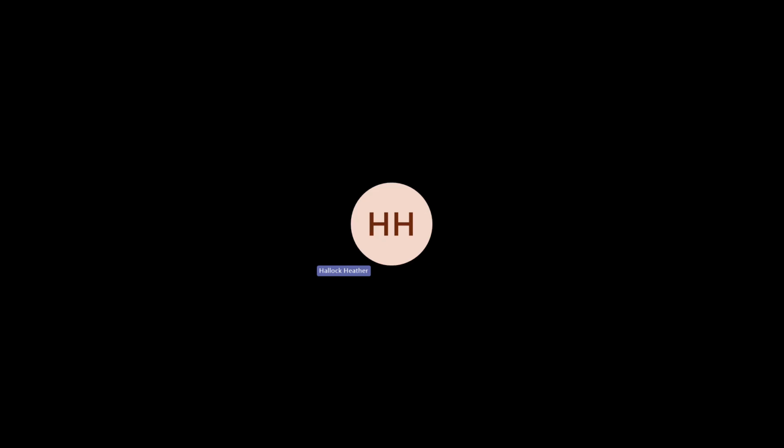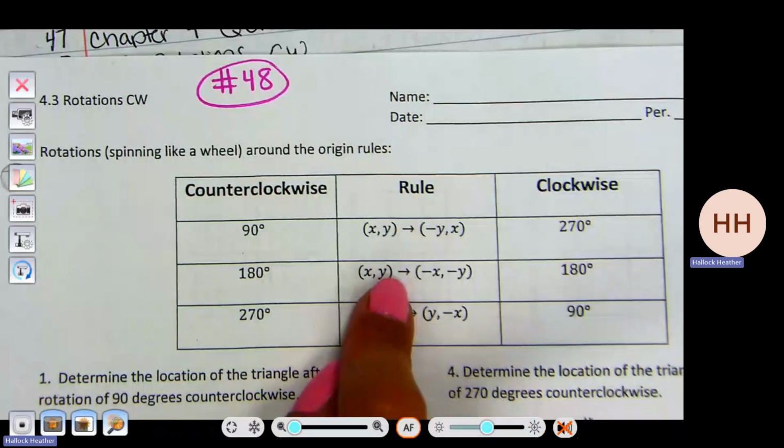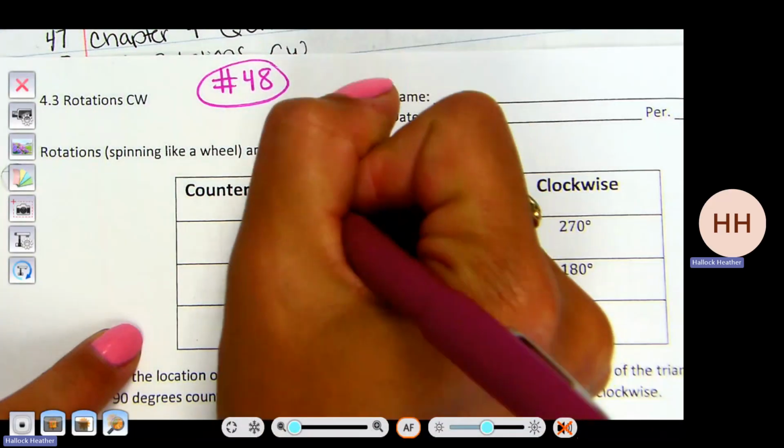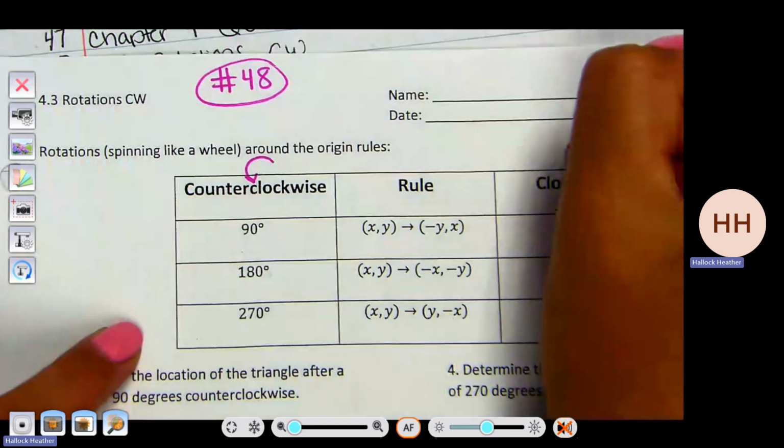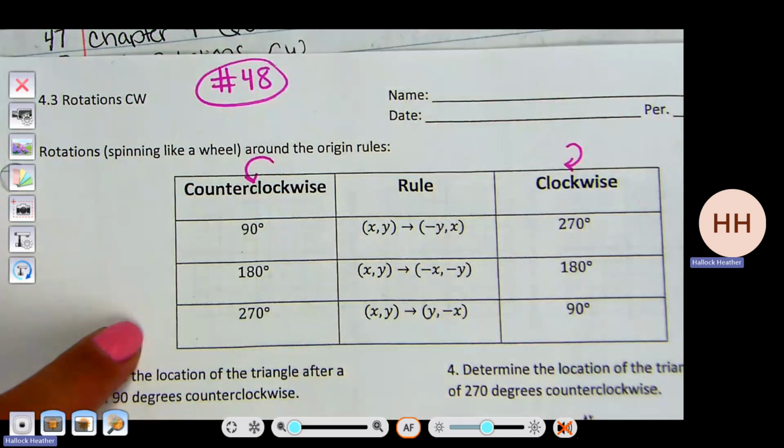Your rules are all listed. So I kind of put the same chart that's on this poster on your piece of paper. Counterclockwise is to the left. Clockwise is to the right.